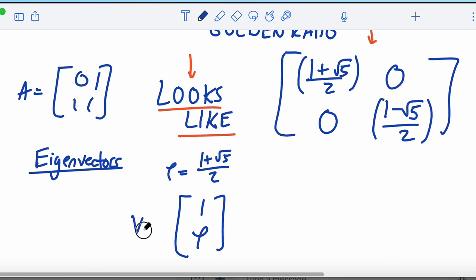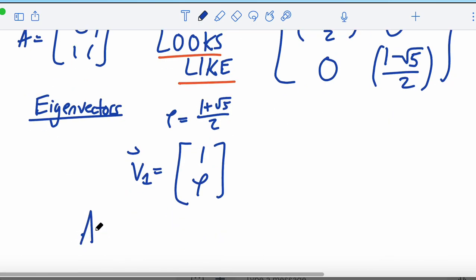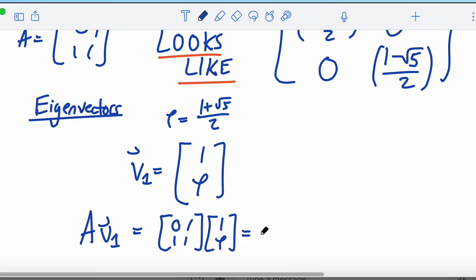Let's call this v1. So v1 is 1, phi. And that means that A times v1, so if you do the matrix 0, 1, 1, 1 times 1, phi, you get back phi times v1. So applying the matrix A to this eigenvector, it just multiplies by phi.